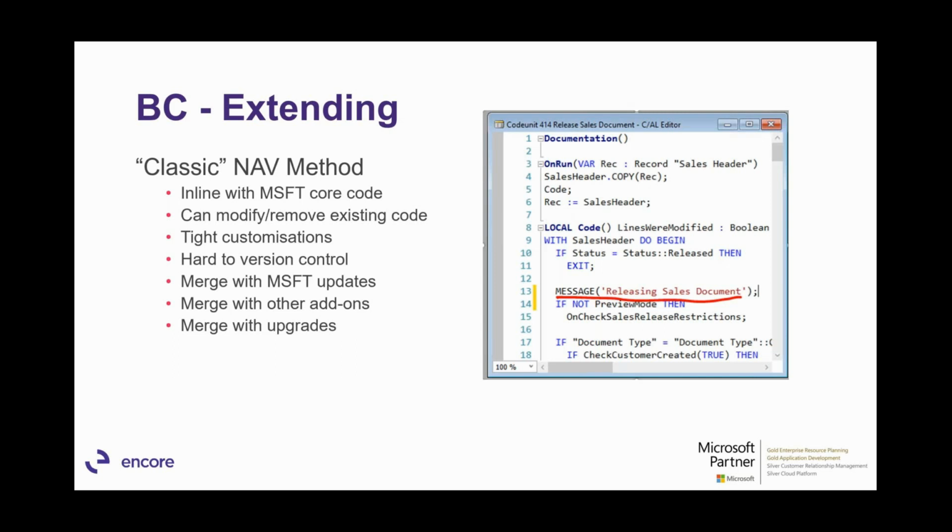In the screenshot on the right-hand side, you can see I've added a message releasing sales document, and we can see that that's directly in that code unit 414 release sales document, which is a Microsoft object. The change I've made is directly in line with Microsoft core code.